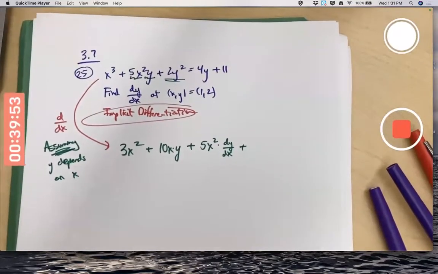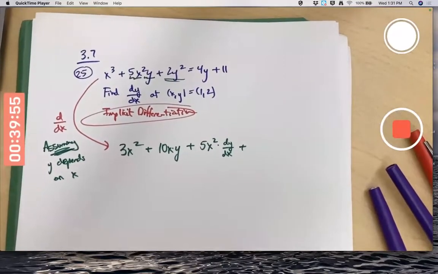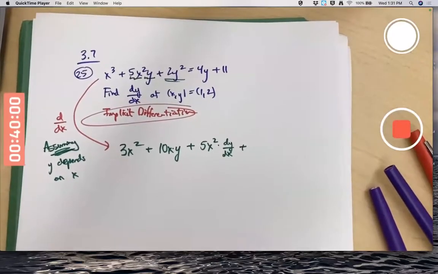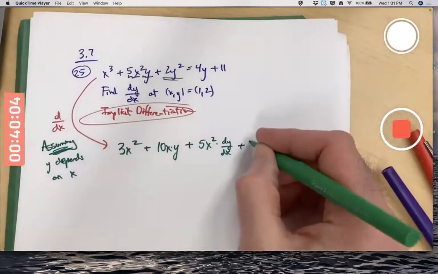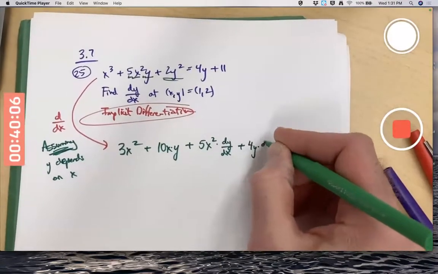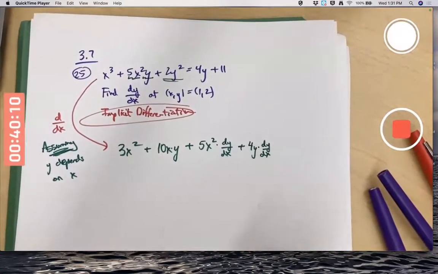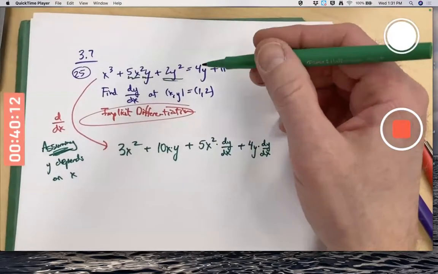Differentiate that with respect to x. The answer is not 4y. It's also not 0. Then what is it? It's 4y times dy/dx. Why? Pun intended. Why? Because y is a function of x.